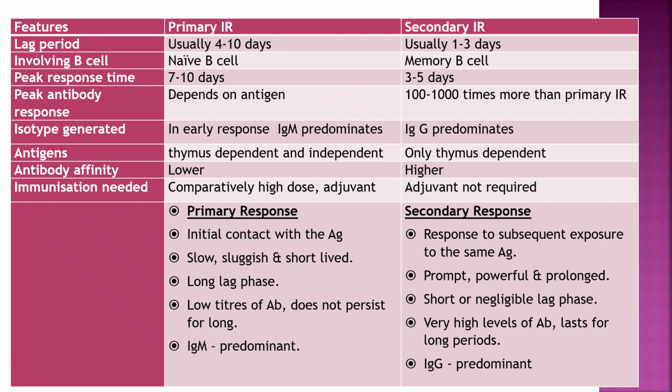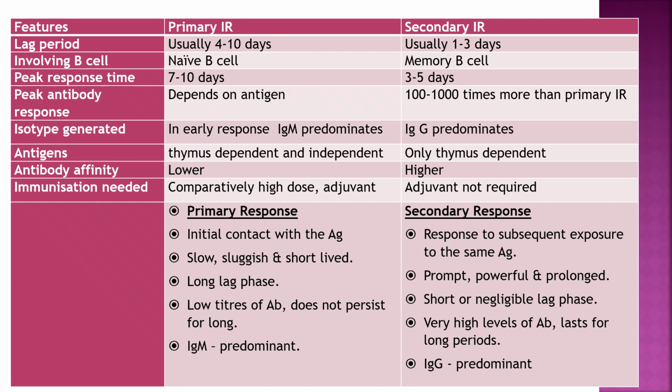Antigens: primary responses can be thymus dependent and independent, secondary only thymus dependent. Antibody affinity: primary is lower, secondary is higher. Immunization needed: primary requires a comparatively high dose with adjuvant, and secondary does not require adjuvant.